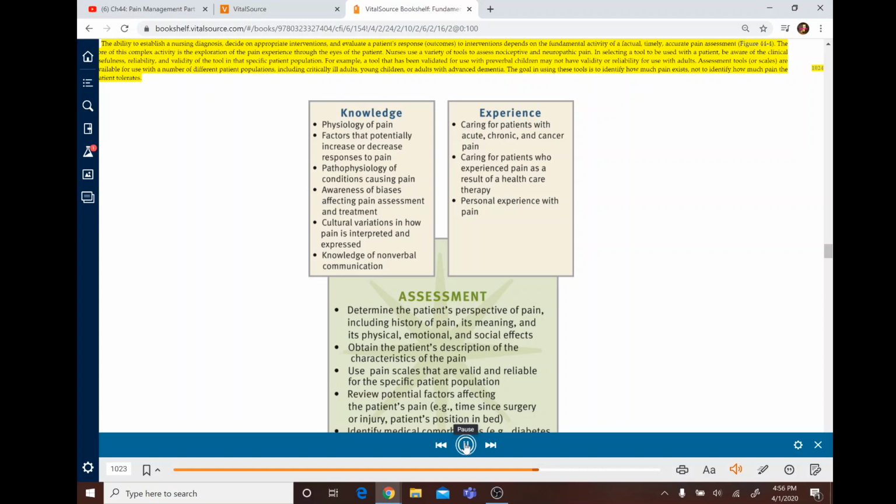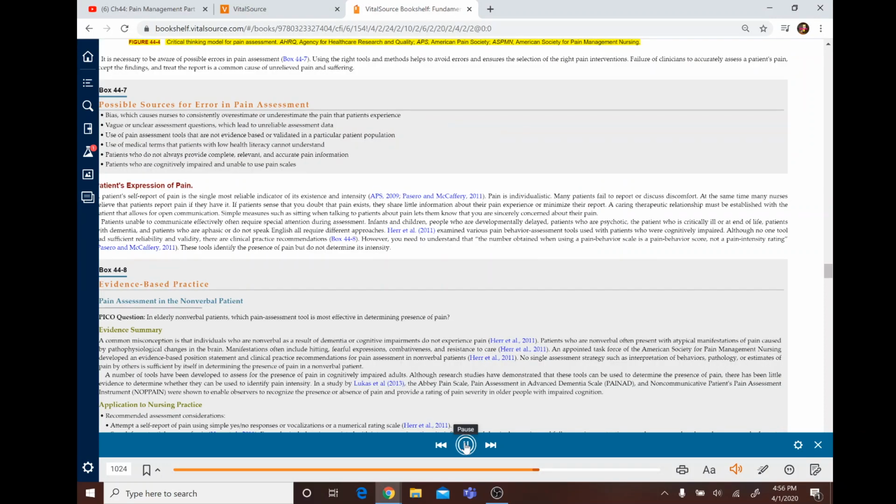The goal in using these tools is to identify how much pain exists, not to identify how much pain the patient tolerates. Figure 44-4, Critical Thinking Model for Pain Assessment. AHRQ, Agency for Healthcare Research and Quality; APS, American Pain Society; ASPMN, American Society for Pain Management Nursing.